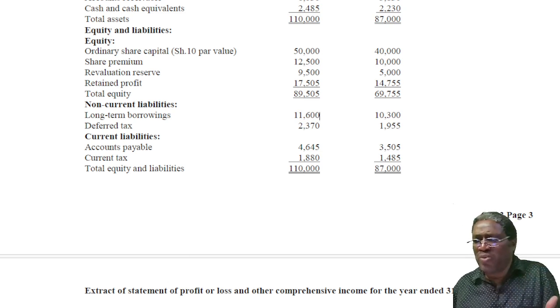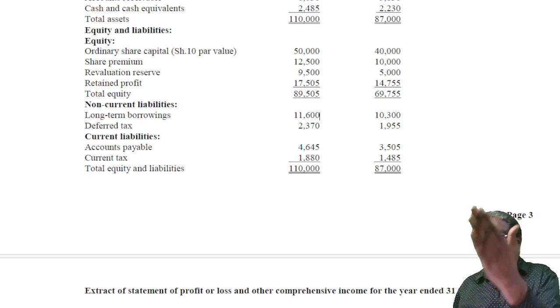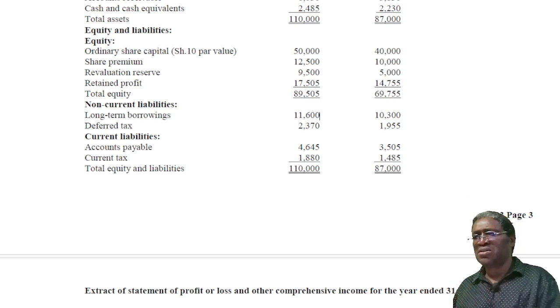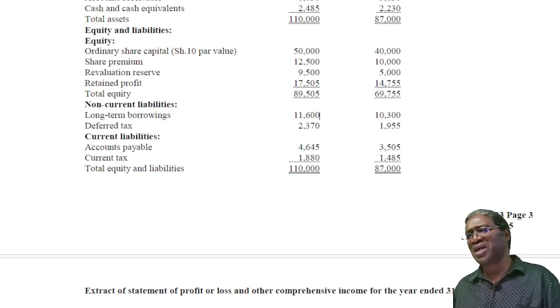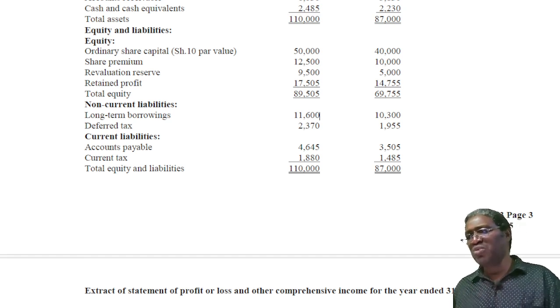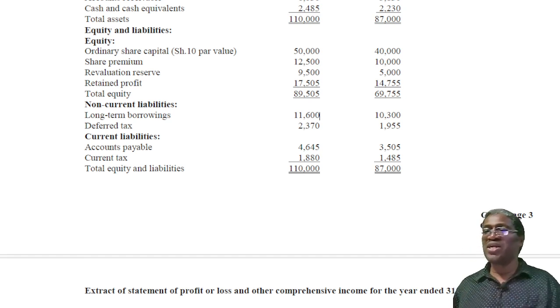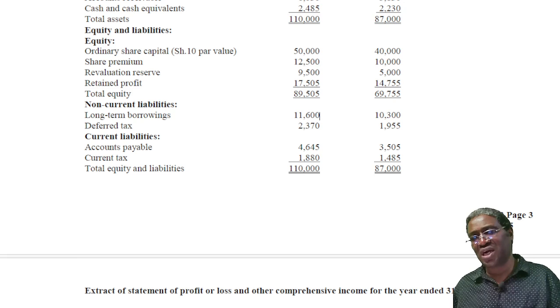So I don't need to open the account called loan or borrowings because I can analyze it by taking a calculator. I take 11,600 minus 10,300, that's about 1,200. That's an additional loan. You remind me when we shall be doing the cash flow that there was an additional loan which the company received. So I don't need to analyze that account. We leave it. Next one you can see is deferred tax.